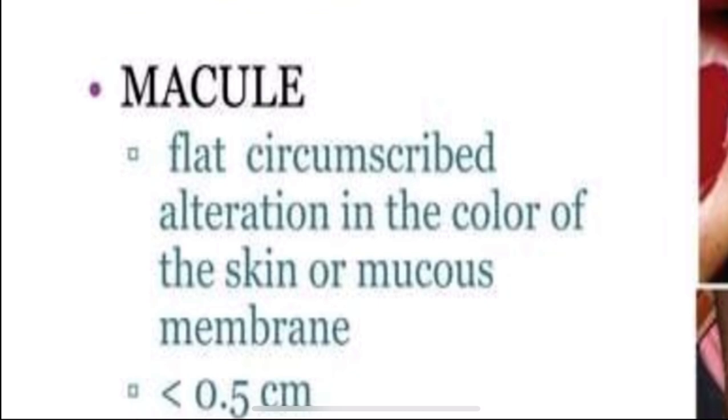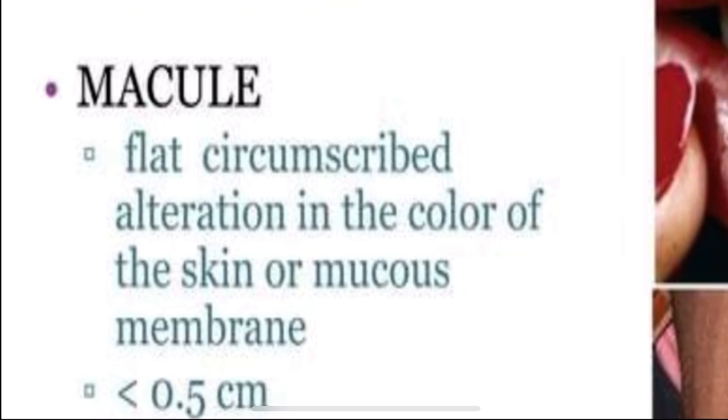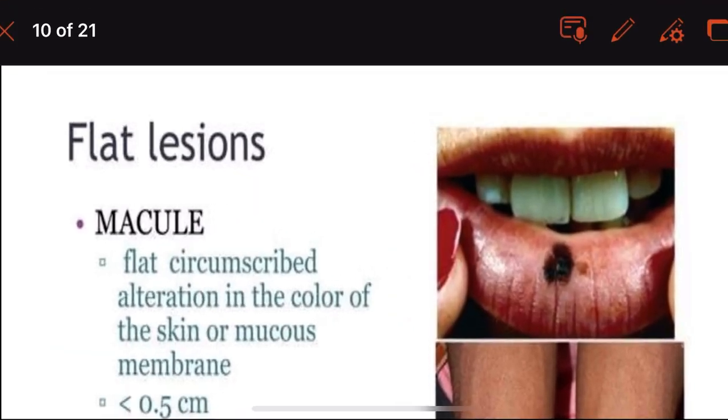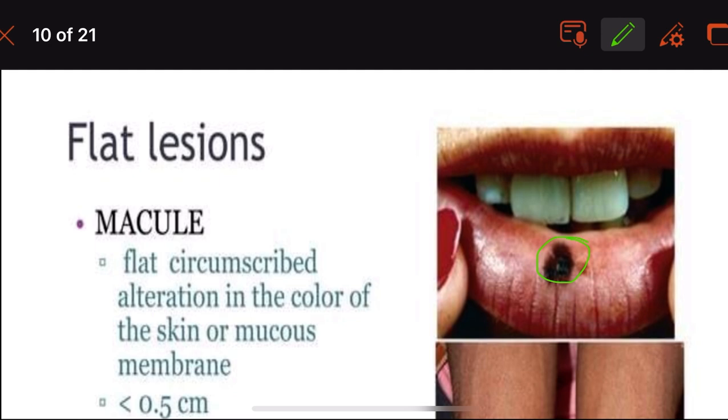I request you to just note down these 4 upcoming slides. They're very important. That is how you're going to differentiate between a macule, a papule, a vesicle, a blister. Whenever such terms come up, I will try to explain in detail so that it helps you to differentiate. So macule. Macule is flat. It is a circumscribed alteration in the color of the skin or the mucous membrane. You can see it can either occur on the skin or in the mucous membrane. It is circumscribed. You can clearly draw the margins.